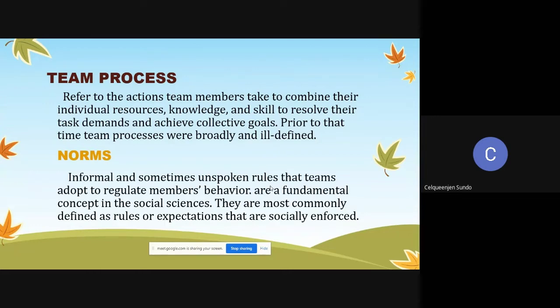Norms are informal and sometimes unspoken rules that teams adopt to regulate members' behavior, and are a fundamental concept in the social sciences. They are most commonly defined as rules or expectations that are socially enforced. So norms may be prescriptive, encouraging positive behavior, for example, be honest, or proscriptive, discouraging negative behavior, for example, do not cheat.